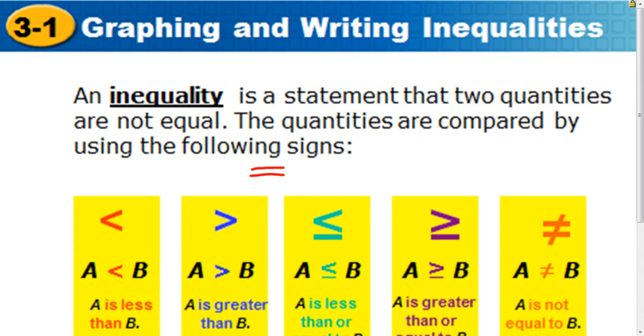The first, of course, is not equal to. We don't do a whole lot with not equal to inequalities, so that's not going to be the focus of this section. But the other four are pretty important, and we're going to do a lot of work with these other four symbols: less than, greater than, less than or equal to, and greater than or equal to.